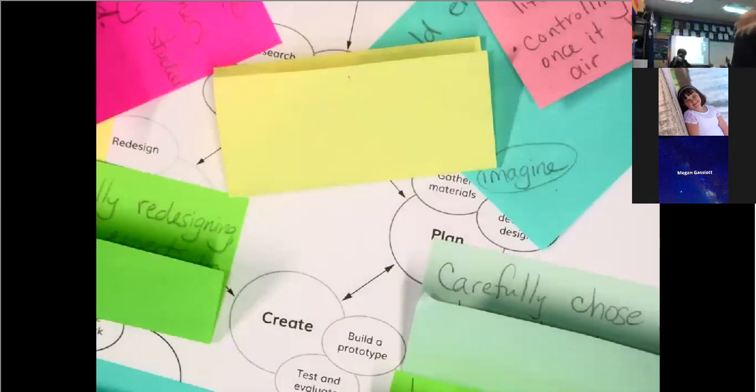Now what do you want us to do? How did the Wright brothers use the engineering design process to solve a problem? How did they use the engineering design process, that ask, improve, imagine, plan, create, share? How did they use that process to solve a problem? How did they use it?